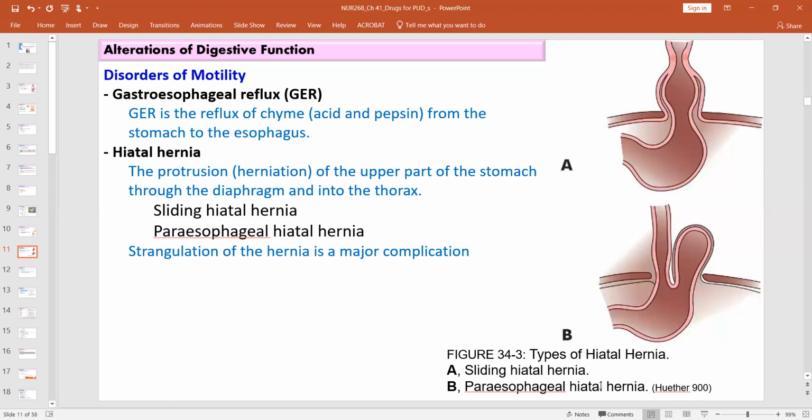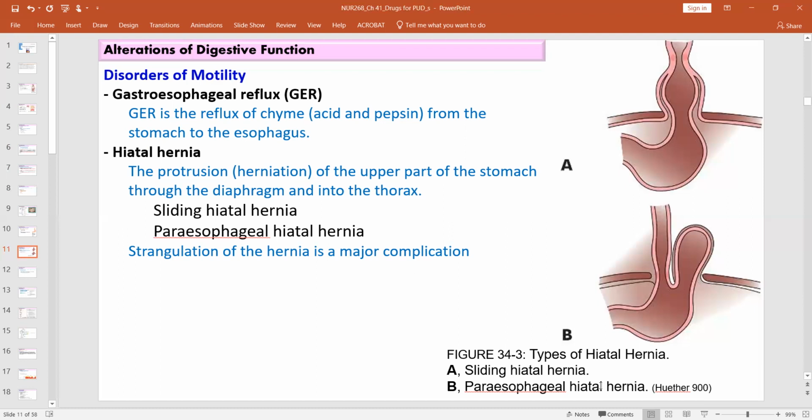GI tract. In other words, the twisting of the hernia is the major complication, because always when there is a twisting, when there is a strangulation, there is a cut blood supply, and that may lead to ischemia. And ischemia means the complete cut of blood supply and the death of the cells.